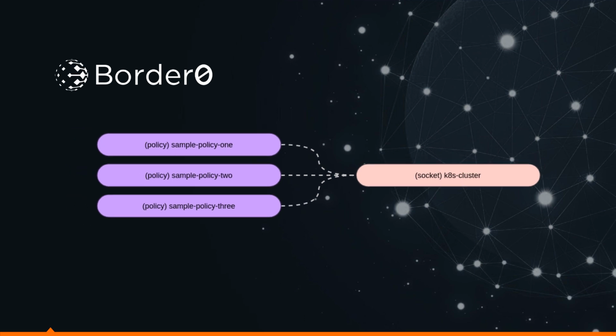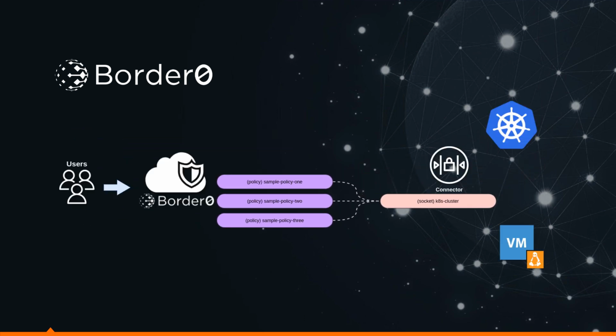When a user tries to access a socket, Border Zero automatically checks all the policies attached to that specific socket. It evaluates the conditions of each policy, things like the user's identity, group membership, IP address, and more. If a policy's conditions match the user's context, Border Zero then remembers the permissions associated with that policy.